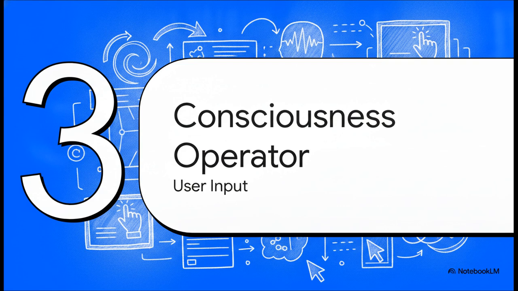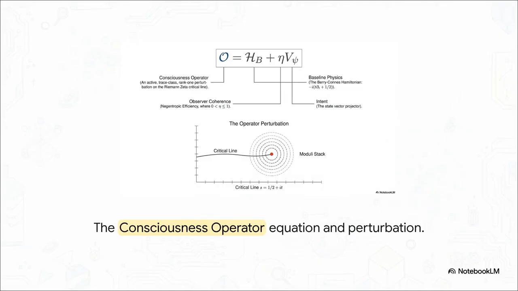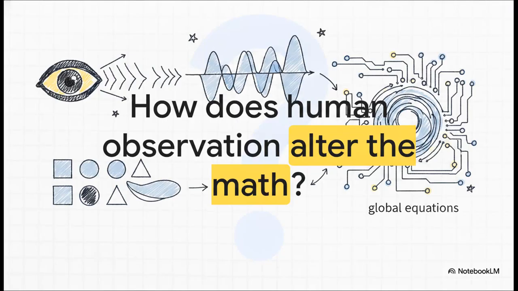Which brings us to part 3, the consciousness operator. If that's the hardware, how do we actually interact with it? Take a look at the equation here. The operator, denoted by that script O, consists of baseline physics plus a highly specific perturbation. What's so wild here is how it frames intent as an active mathematical operator on the Riemann zeta critical line. Put simply, your conscious intent is, quite literally, the mouse click of the universe. Which naturally poses a pretty massive rhetorical question. How does human observation actually alter the math of the universe?